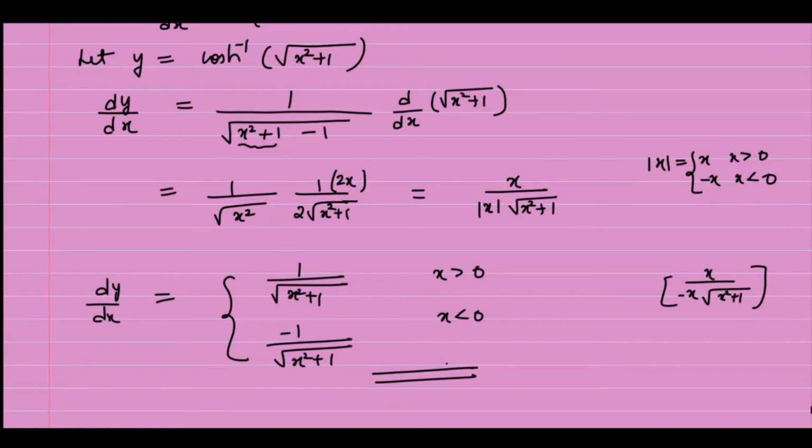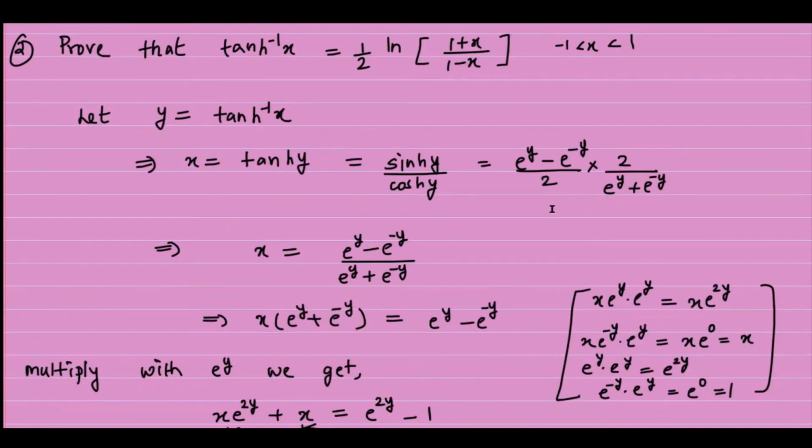So here you can do direct differentiation or we can use the chain rule to get this. Now similarly we can do the remaining inverse hyperbolic functions also. Now it is easy to show that the derivative of tan h inverse of x is 1 by 1 minus x square, where minus 1 is less than x less than 1.